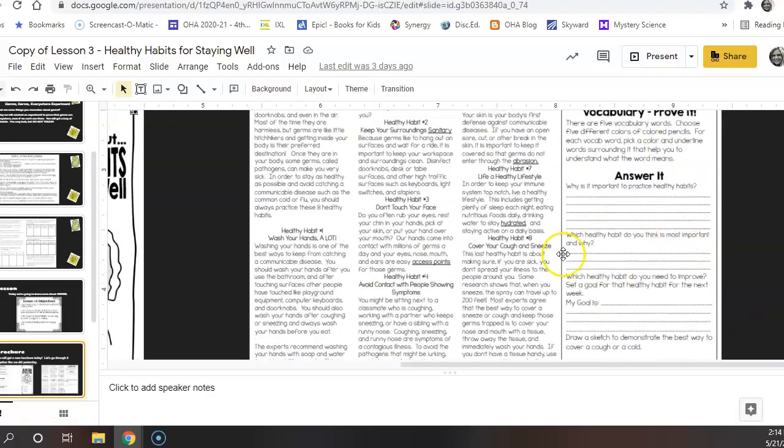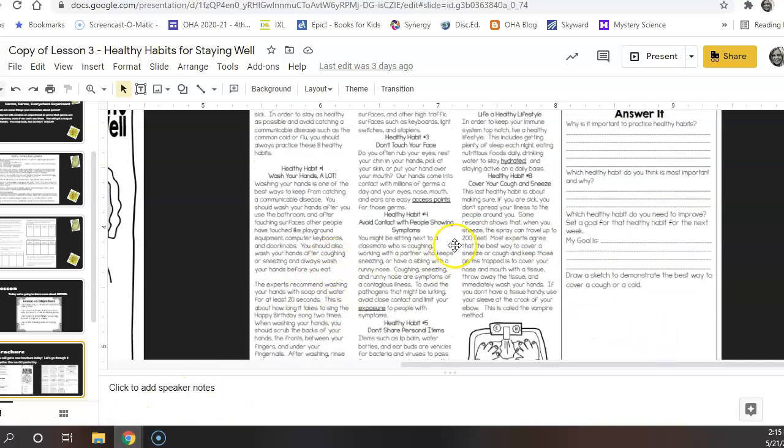All right, so these answers are going to be yours. Why is it important to practice healthy habits? Which healthy habit do you think is most important and why? And which healthy habit do you need to improve? Set a goal for that healthy habit for the next week.